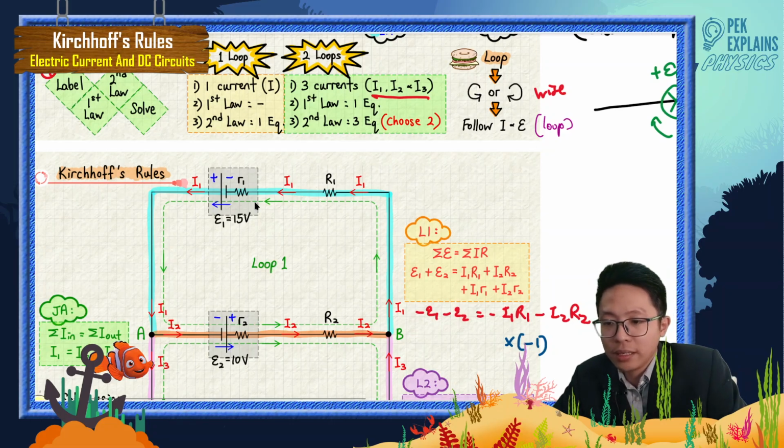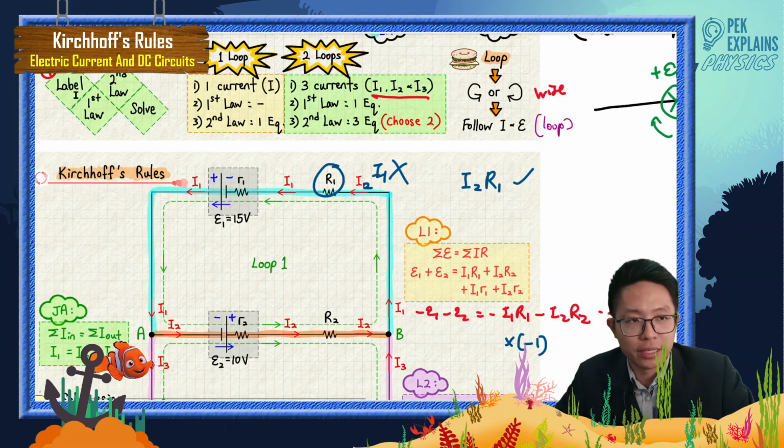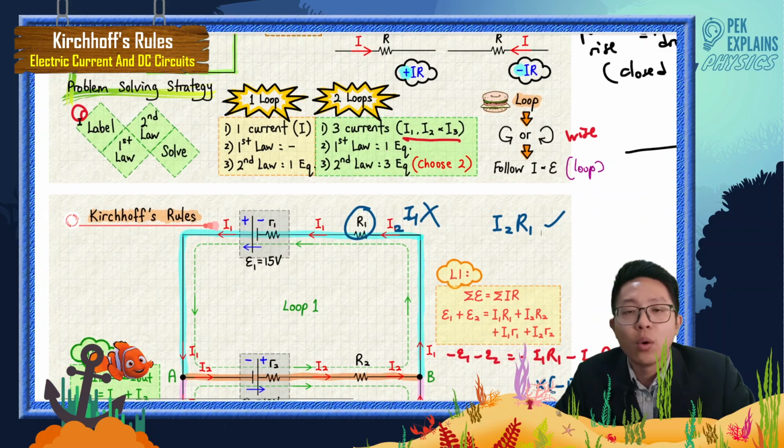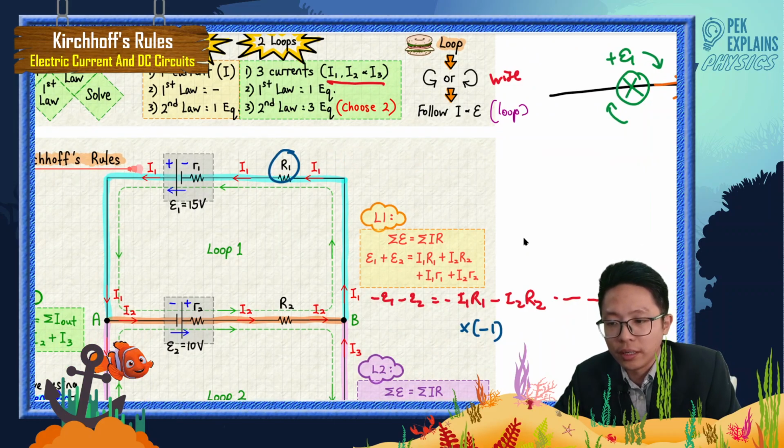Sometimes it is I2. Not necessarily R1 must be I1. No, it's not always I1. It can be I2, so the equation can sometimes be I2 R1. To avoid such a mistake of using the wrong current, you must first label correctly what current actually passes through the resistor. Okay, that's it for the current just now.